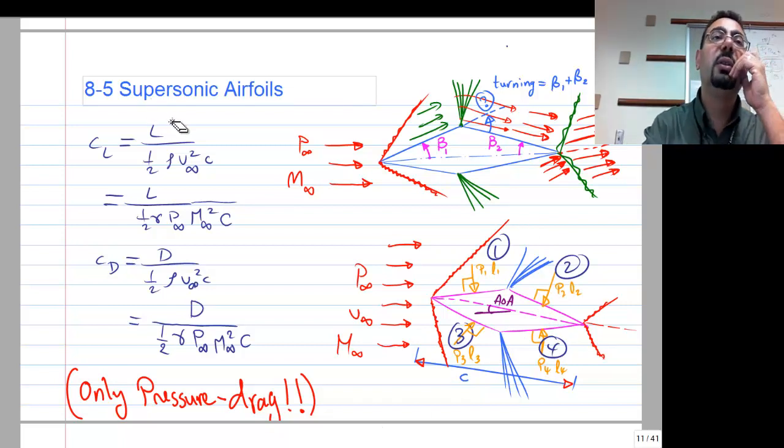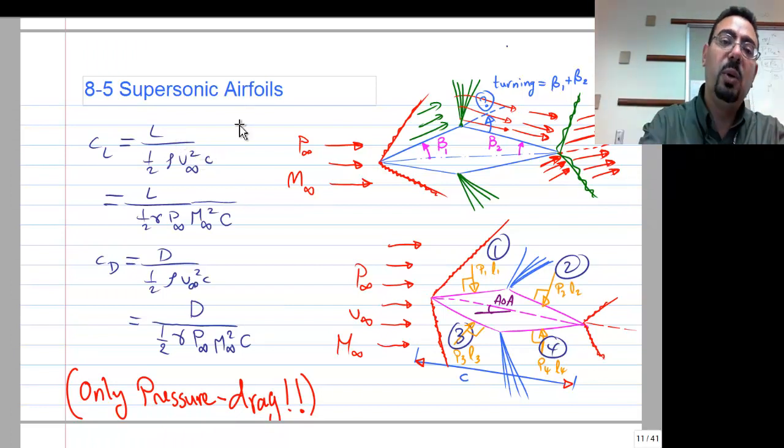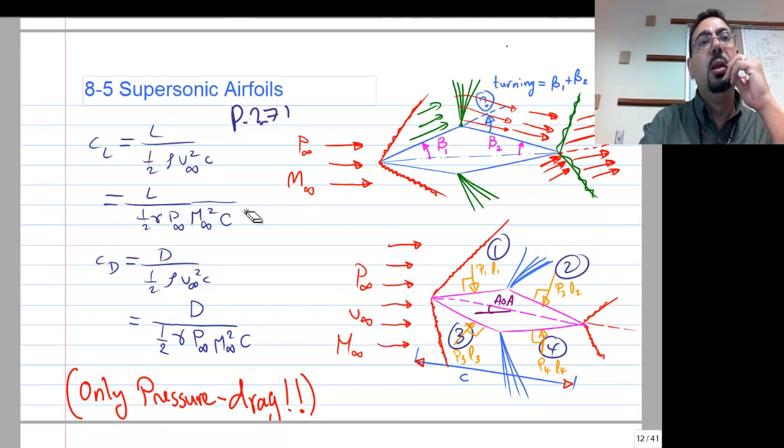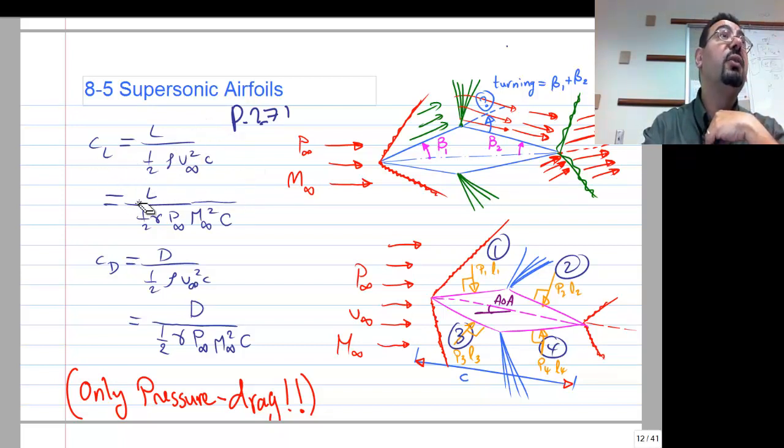After you calculate the lift and the drag, here's how you do the lift coefficient. So the lift coefficient, you don't have to memorize this. This is actually in your book. And so, what page is this? 271. Page 271? Mm-hmm. So you will find that the lift coefficient is the lift over a dimensionless lift.